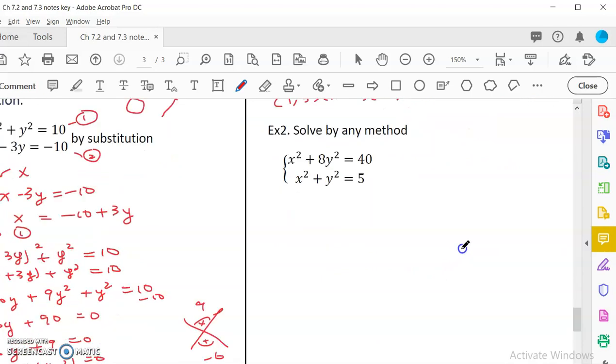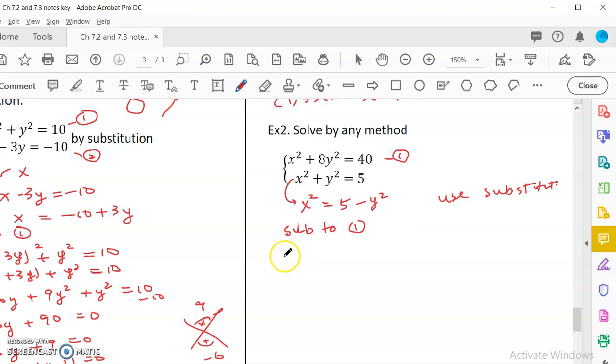So solve any method. Another one is you can use substitution. Actually, you can use elimination. So let's try to use substitution. So I have x squared and y squared. So maybe I'll just say x squared is equal to 5 minus y squared. I can use substitution, right? So you would substitute into 1, because I get this from 2.